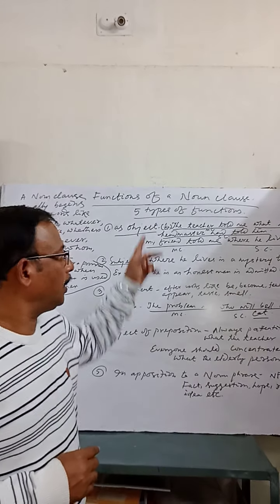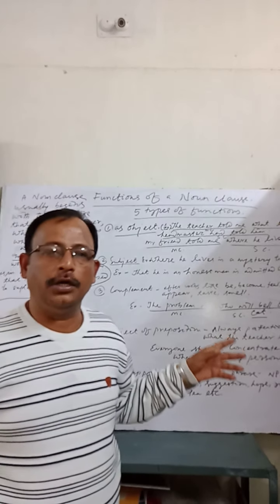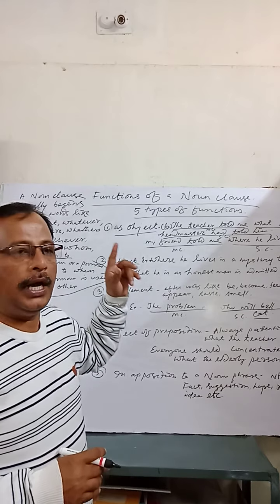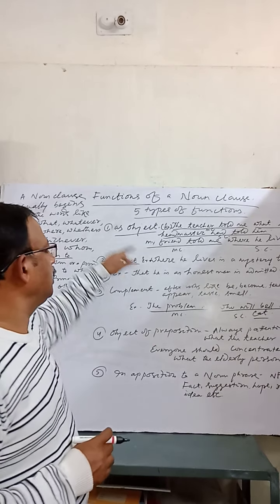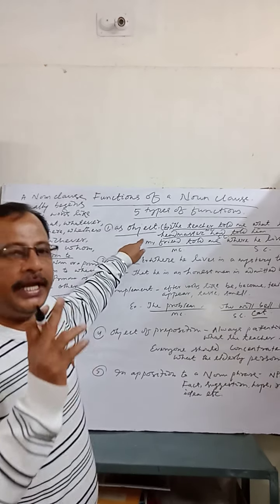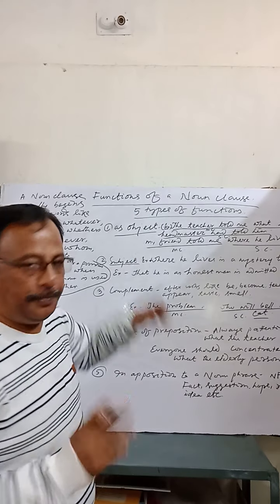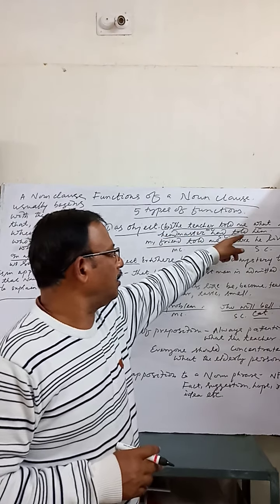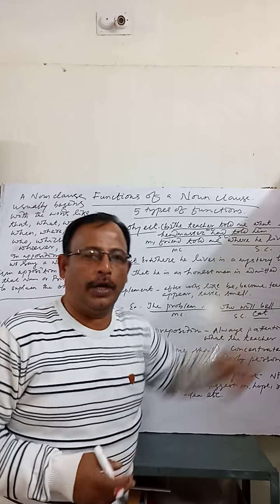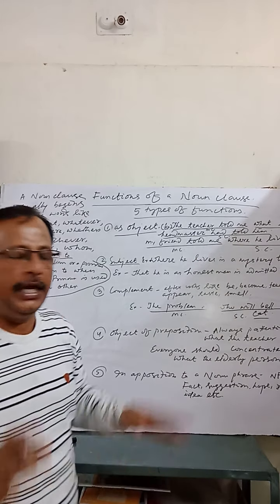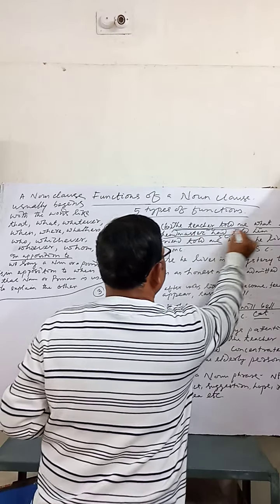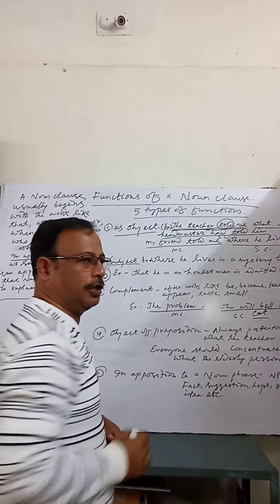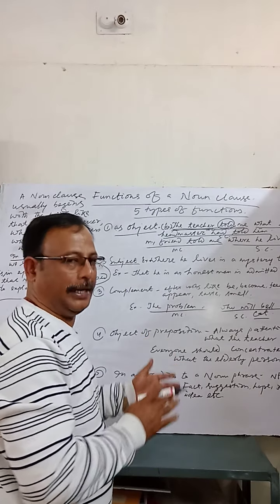So let us see what functions a noun clause plays in a complex sentence. First, it is as object. A noun clause is used as an object of a complex sentence. Example: the teacher told me what the headmaster had told him. This one is a complex sentence. Here the main clause is the teacher told me. The verb is told and the subject is the teacher. So it is a clause and it is an independent clause.